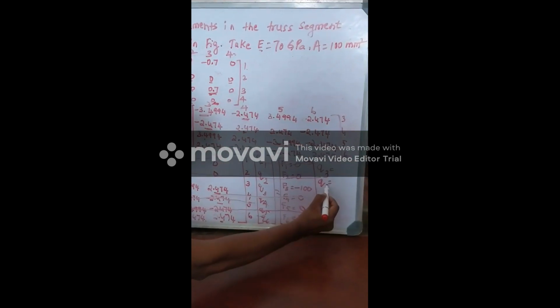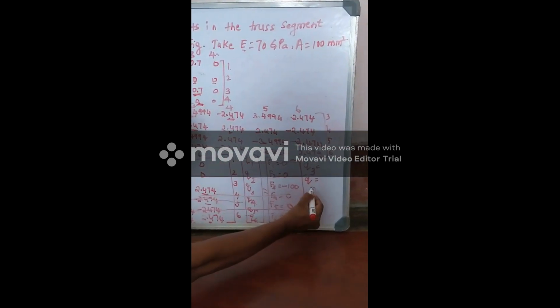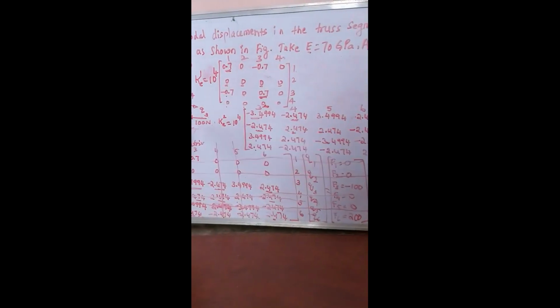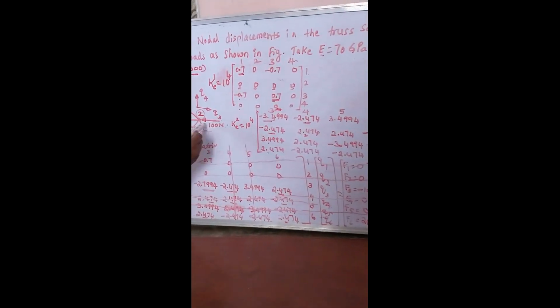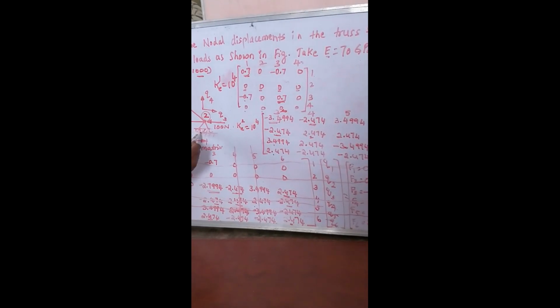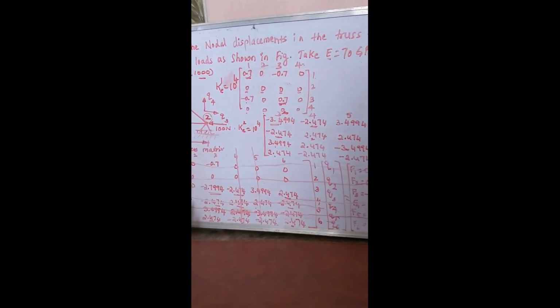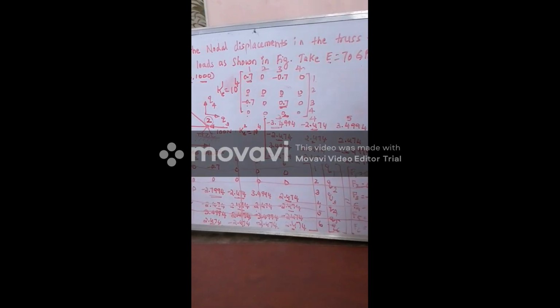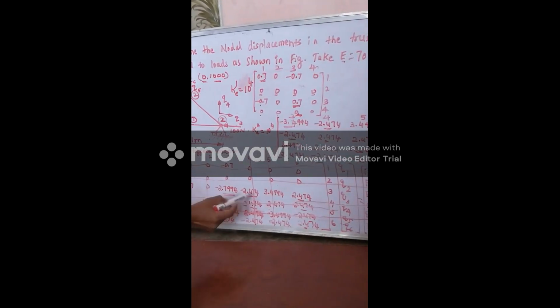Pardon me, there was a mistake. So actually this node was fixed in y direction and it was free to move in x direction. So the roller support was given free to move in x direction, and regarding that, the x direction is left as it is, and the fourth row, fourth column is deleted.